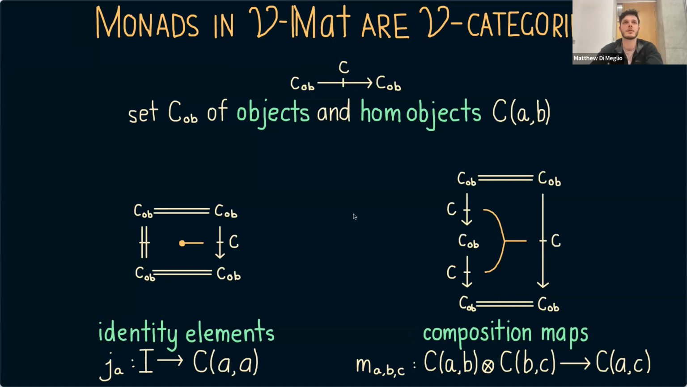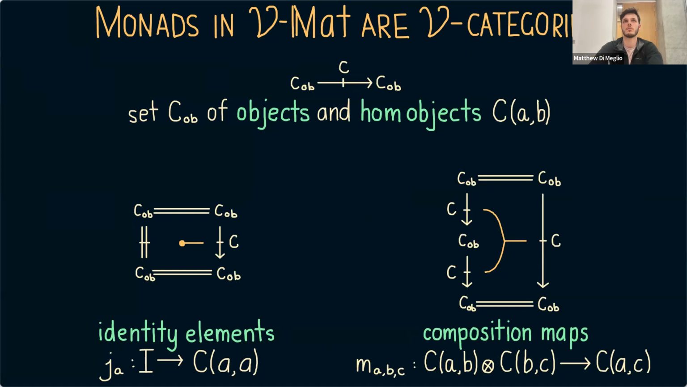And the unitality and associativity axioms of the monad tell you that the identity elements are identities with respect to composition, and that the composition maps are associative. So this is exactly what it means to be a V-enriched category.